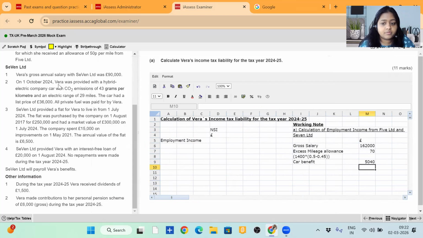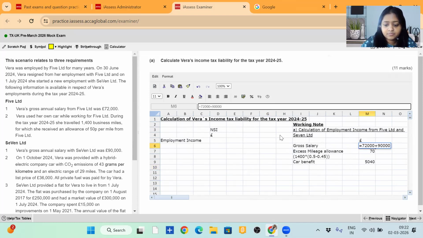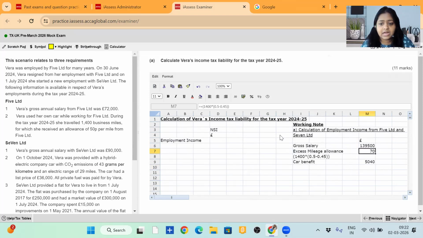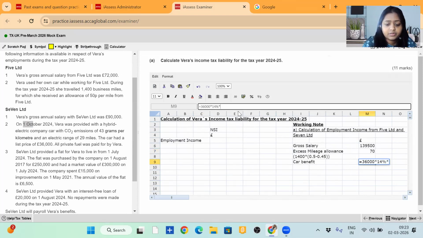Okay. Now, yeah, one thing I have to do. 7 Limited, she joined 7 Limited for a period of 9 months. Because 3 months she was with 5, right? April, May, June. So here I have to take the salary for 9 months, 90,000. And car benefit also for 9 months. Let's see. She got the car on 1st October. So October, November, December, January, February, March. Only 6 months. So here I will take car benefit for 6 months.